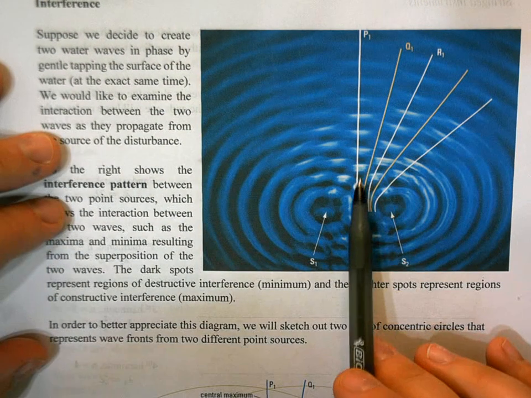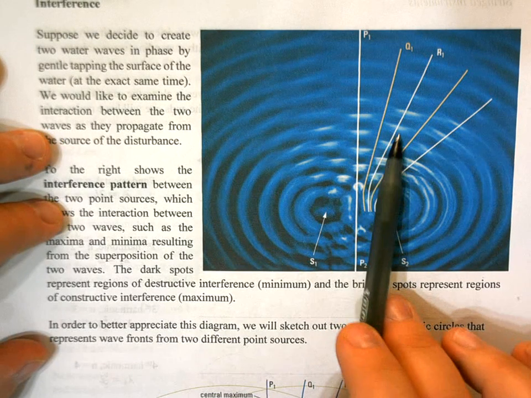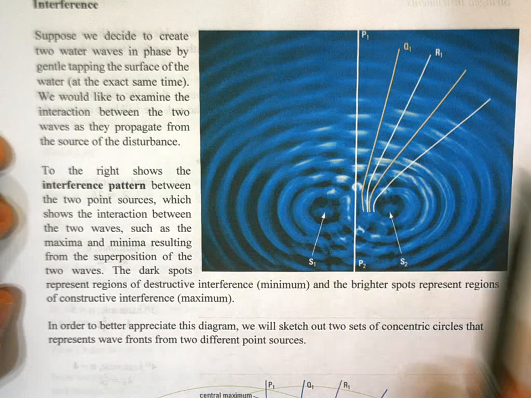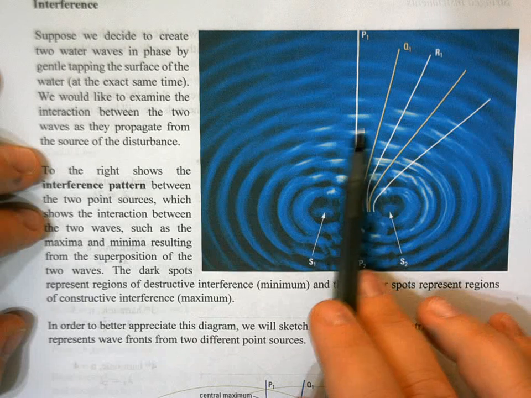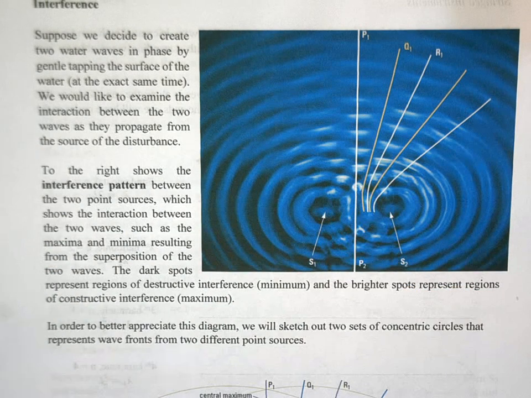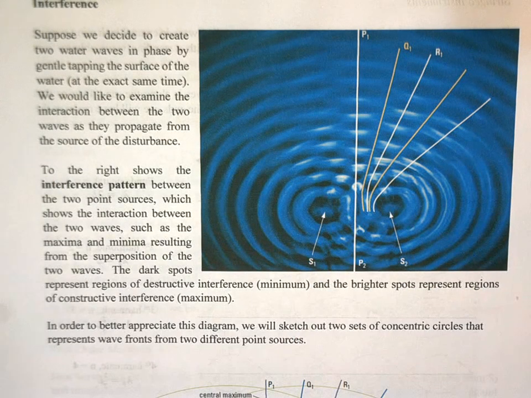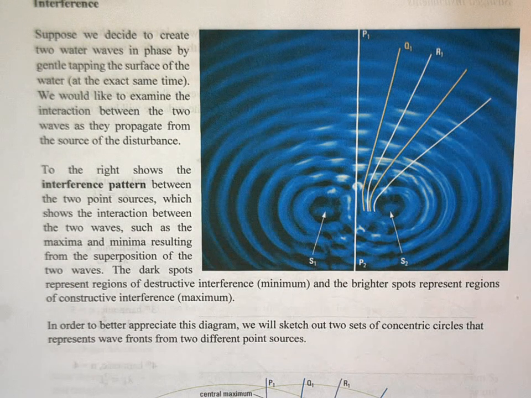You'll see these white spots here and you'll see these dark spots. The dark spots represent areas of destructive interference. The white spots represent areas of constructive interference. Where we have constructive interference, the two waves overlap, like crest meets crest or trough meets trough. And the black spots are where one crest meets a trough or one trough meets a crest. So this is what we refer to as an interference pattern.